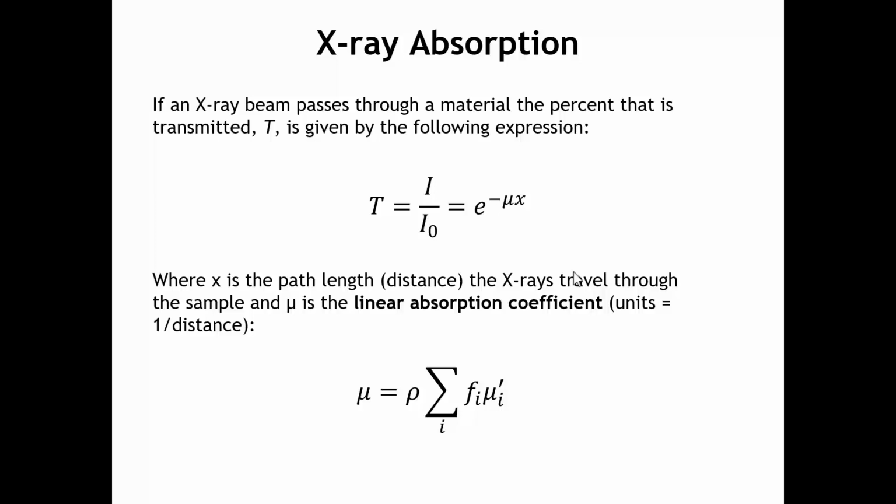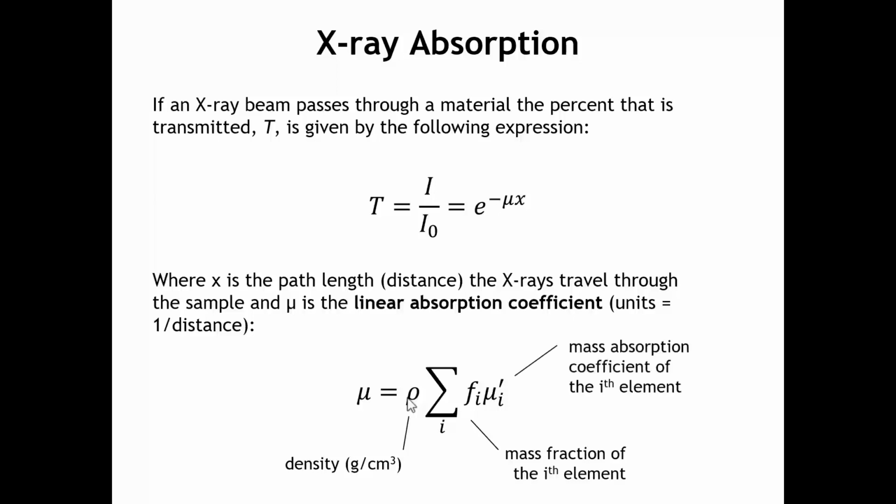Now we can calculate the linear absorption coefficient mu using the equation here at the bottom. In this equation we have the density of the material, and that's multiplied by the mass fraction of each element in the material times its mass absorption coefficient. It's also the symbol mu here with the prime, but this is a mass absorption coefficient. This has different units than the linear absorption coefficient mu.